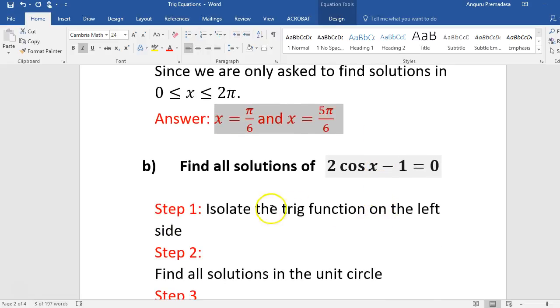Now let's look at the second question. The second question asks you to find all solutions of 2 cosine x minus 1 equals 0.